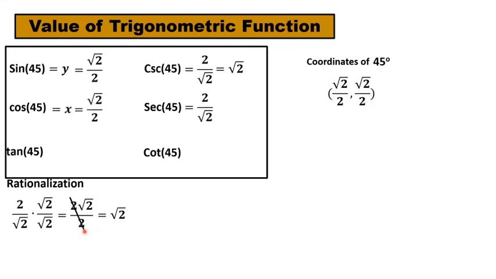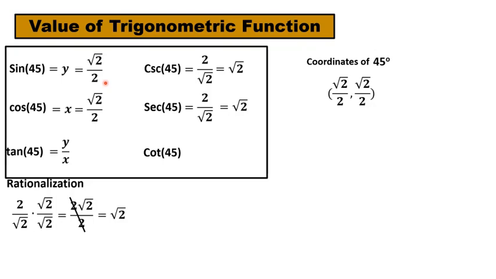So, therefore, ang secant 45 ay square root of 2 din. So, pareho lang. Then, for tangent 45, madali lang din to. So, that is y over x. Since the same lang ang y at saka x, di ba, when we are dividing same numbers, the answer is 1. So, 3 divided by 3 ay 1.